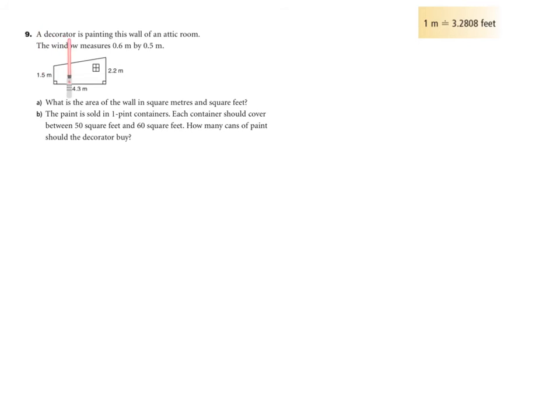Question number 9. A decorator is painting this wall of an attic room. The window measures 0.6 meters by 0.5 meters. Here's the room. What is the area of the wall in square meters and square feet? And we have over here our conversion. Now, be very, very careful.